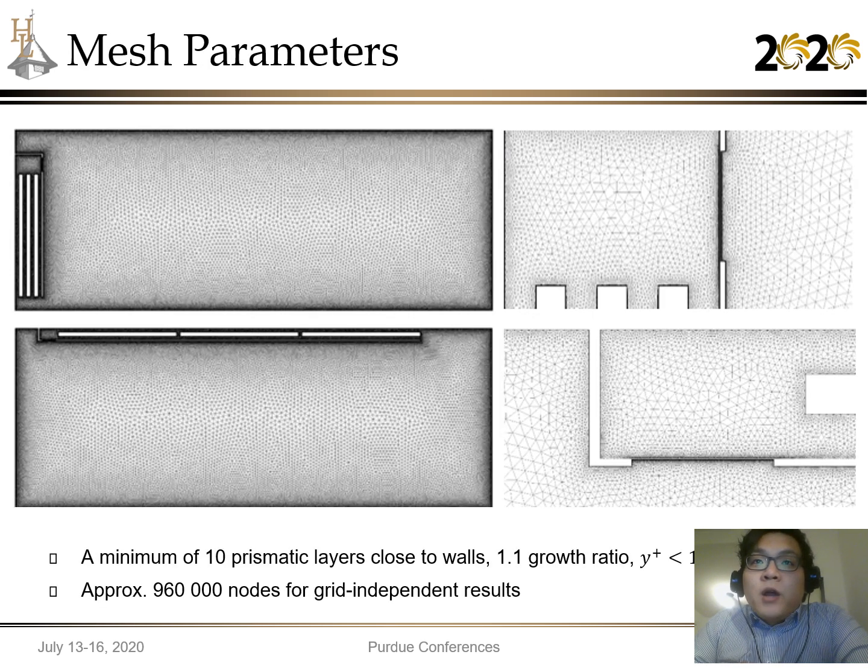So this is the mesh parameter that has been used. A minimum of 10 prismatic layers were added close to all walls and plates with a growth ratio of 1.1, and the thickness of the first prismatic layer was approximately 1.25 times 10 to the power negative 5 meters, which ensured a y-plus value of less than 1 for the k-omega SST model. And approximately 960,000 nodes provided grid independent results for both configurations A and B respectively.